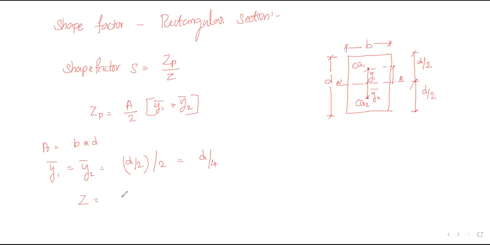Now let us move on to the Z value. So elastic section modulus Z is I by Y. Okay, for the entire section. So for the entire section, the I value is BD cube by 12.